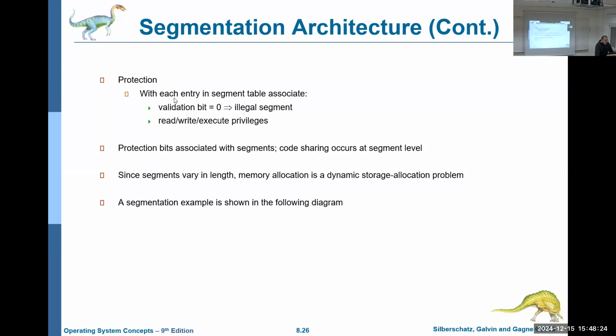Protection. With each entry in the segment table, we also associate a valid bit to tell you that the segment might be illegal, because it could be that I've already removed that segment. I'm not exactly sure why we need this valid bit right now, I'll have to think about that. Read, write, execute privileges also tell us whether this segment can be written to. If it's code, you can read from it, but you can't write to it.